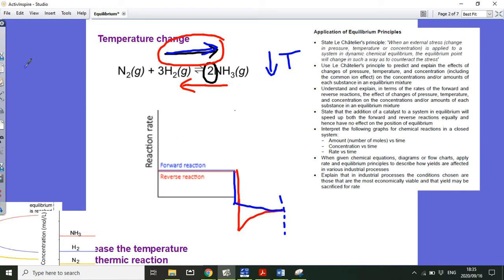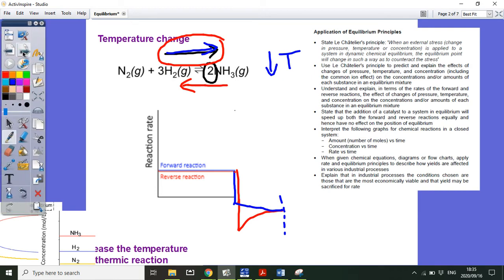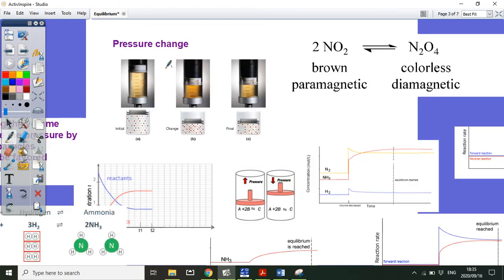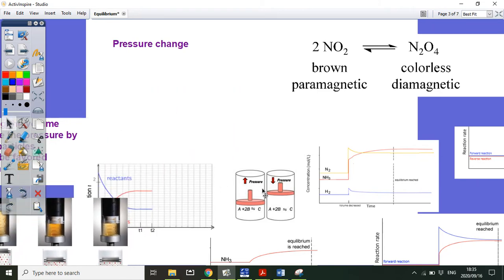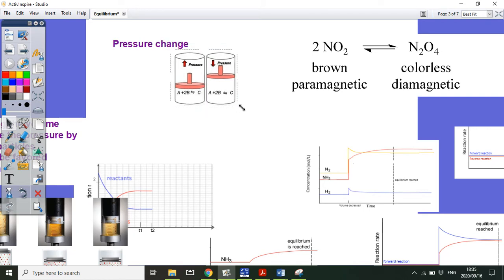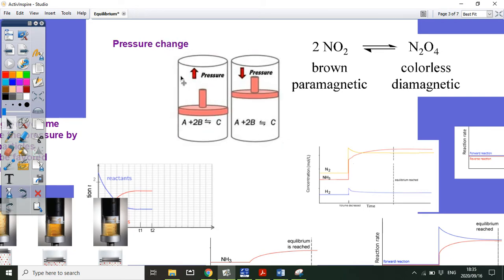So the next factor that can influence the equilibrium position is pressure. I've got many diagrams here, which I don't know if we're going to use all of them, but the important one that you need to remember is that when you have a change in pressure, you actually have a change in volume as well. So here, when the pressure is increasing, I'm increasing the pressure by pushing this plunger down. So this is my volume. So my volume actually decreased.